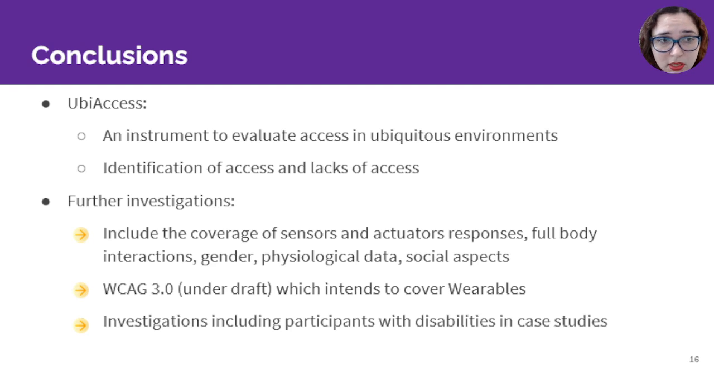Our conclusions. UbiAccess is an instrument to evaluate access in ubiquitous environments. It allows the identification of access and lacks of access. Further investigations include the coverage of sensors and actuators, full body interactions, gender, physiological data, and social aspects. Also, CLIHC 3.0, which is under draft and intends to cover wearables. And finally, investigations include participants with disabilities in case studies.